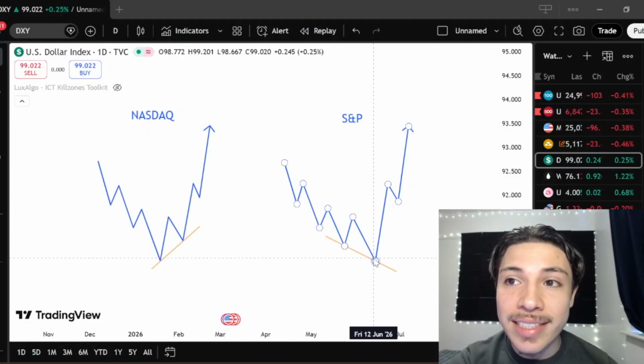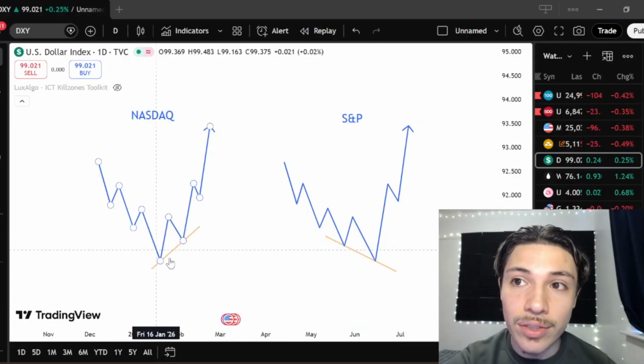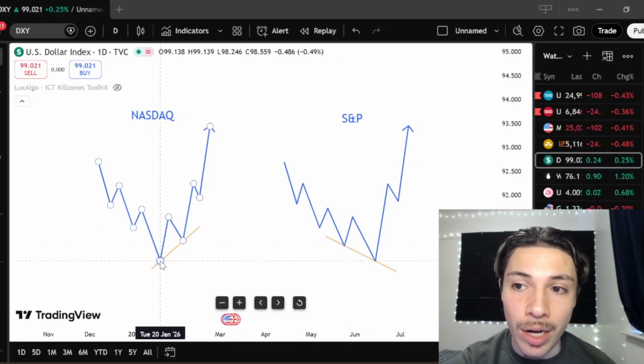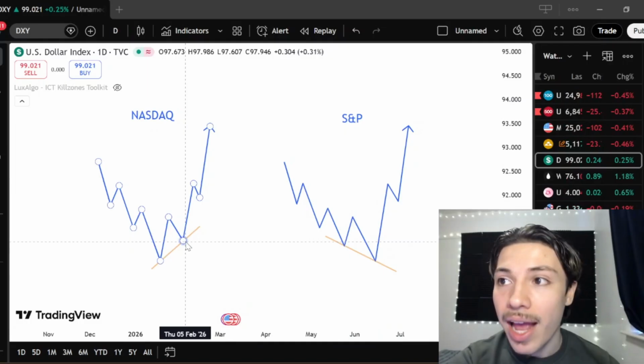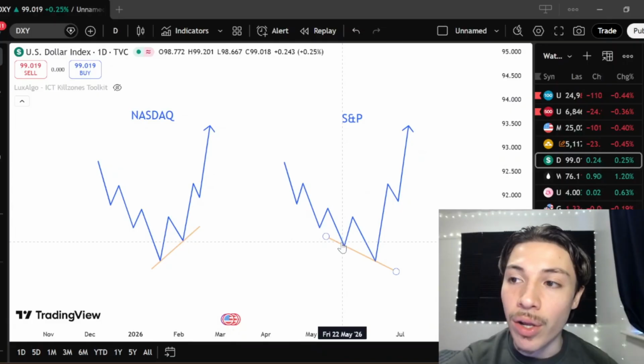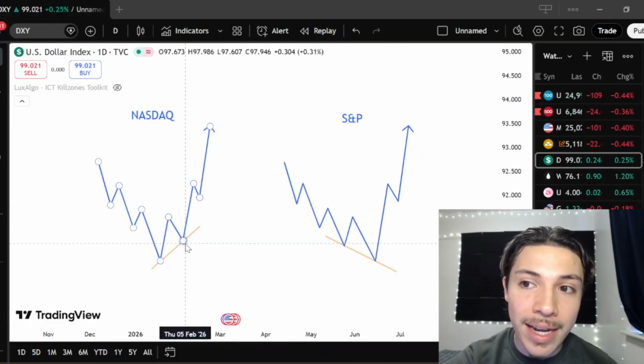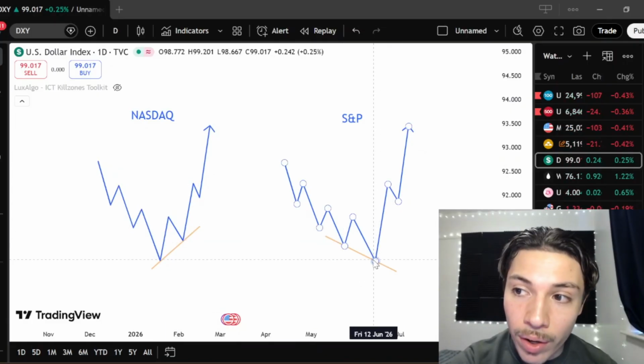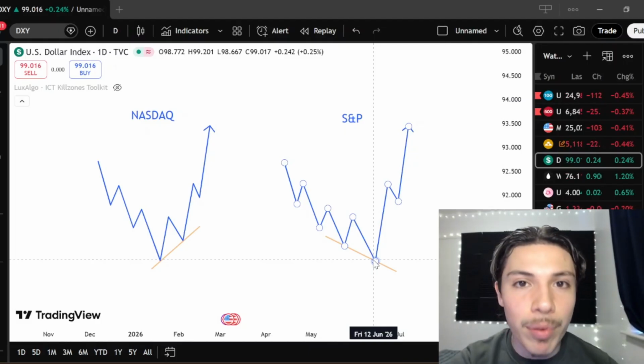An SMT is simply when on one index, so in this case, the Nasdaq, you can see we have a low and a higher low. And then on the other index, which in this case is the S&P 500, we have a low. And instead of forming a higher low like we did on the Nasdaq, we instead form a lower low. That right there is a prime SMT.